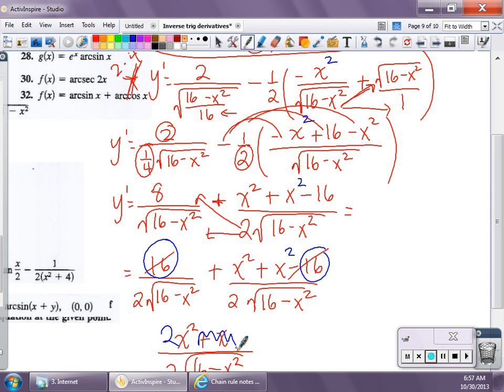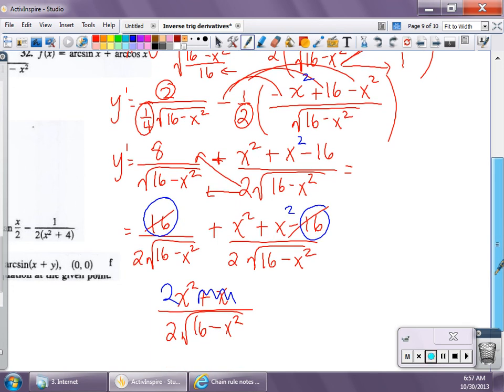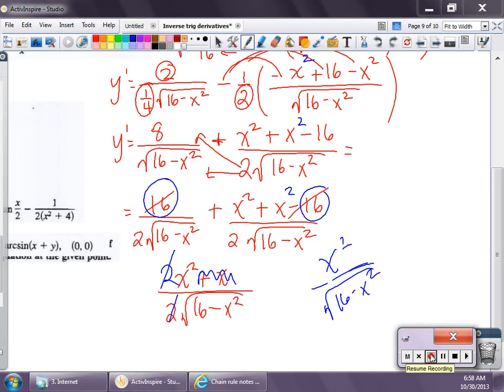Alright? So you've got to be careful. There's lots of places to make mistakes. So always go back and check your work. You're going to notice that these two 2's will divide out. So it simplifies to be x squared over the square root of 16 minus x squared. So I hope that's helpful to you. I know it's a little frustrating dealing with all of the algebra, but it's good. You've got to look for careless mistakes.